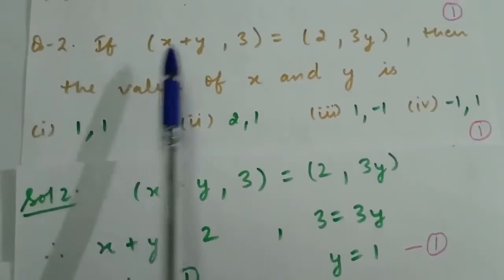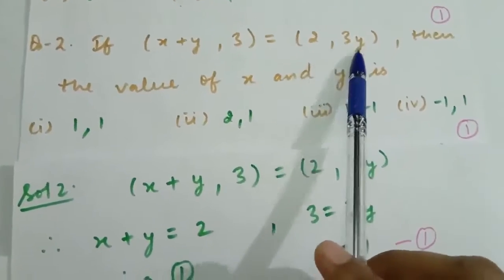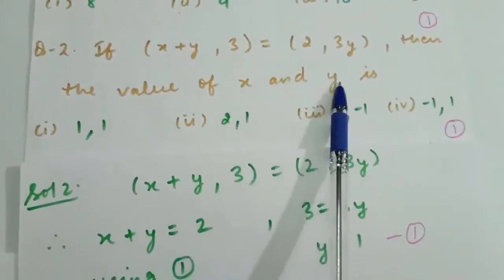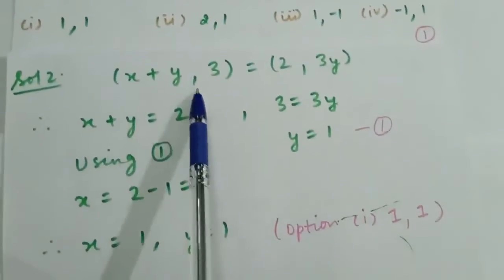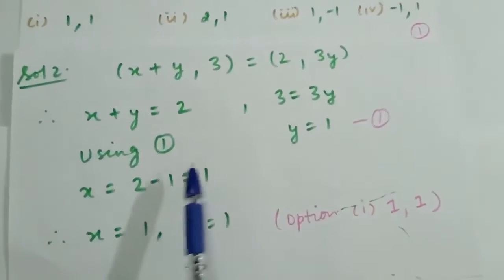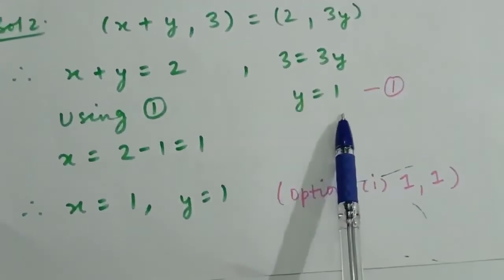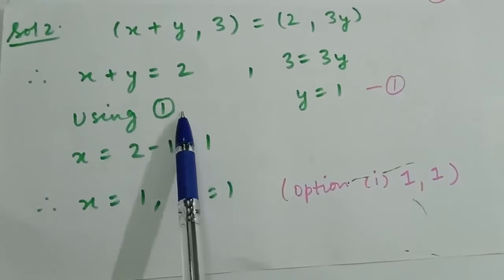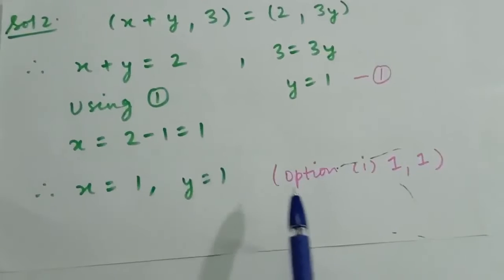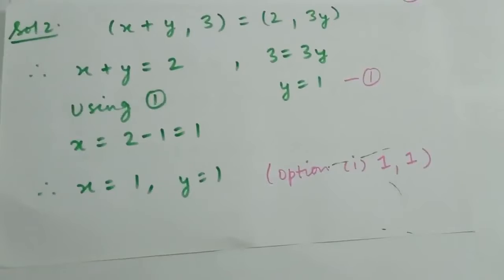Question second, if (x plus y, 3) is equal to (2, 3y), these two ordered pairs are equal, then we have to find the value of x and y. So, if these two ordered pairs are equal, then their corresponding elements are equal. So when 3 is equal to 3y, the value of y will be 1. Now using 1 here, writing the value of y as 1, x will be 2 minus 1, 1. Therefore, first option is correct. X and y both are 1.